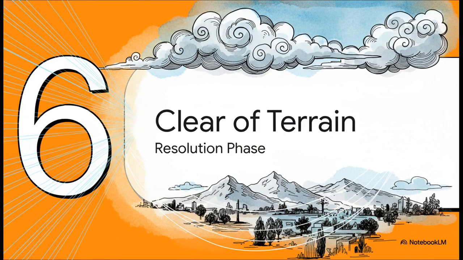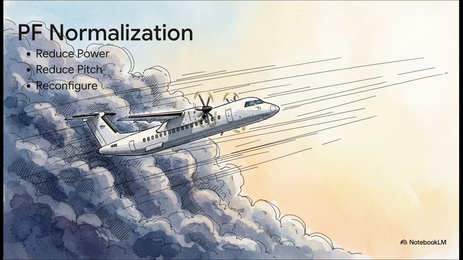Finally, Section 6, Clear of Terrain Actions, bringing us to the resolution phase. Once you are completely out of danger, the pilot flying scales back those aggressive emergency inputs to normalize the Q400 for standard flight. Systematically reduce power, relax the pitch attitude to whatever is appropriate for your current phase of flight, and reconfigure the aircraft as necessary.